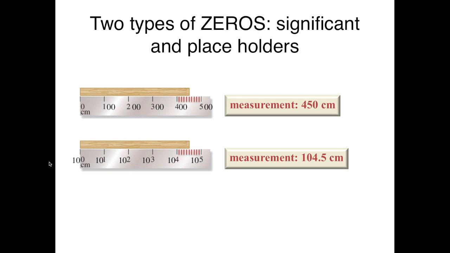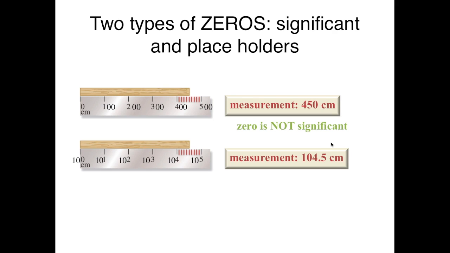In the second case, the number is significant to the tenths value, whereas in the case of the first ruler, the precision is only to the tens value. Whatever number follows that isn't significant anymore. So it turns out that the 0 is not significant. It's merely a placeholder, because without it, it'll be 45, and we don't want to say this is 45 centimeters. We want to say this is 450 centimeters.